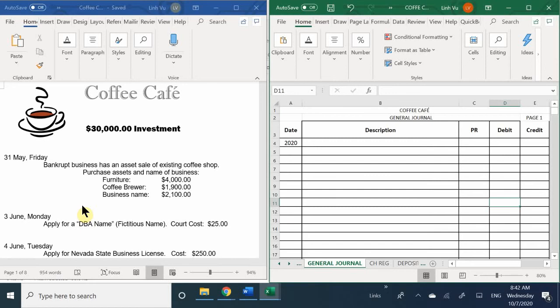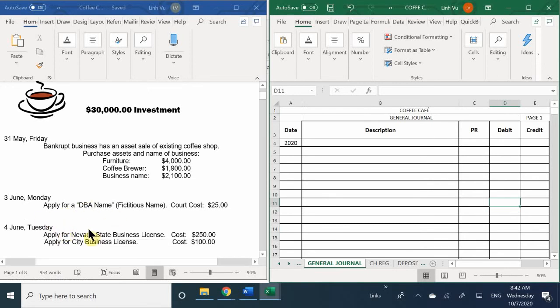So the second thing we have to do, on the 3rd of June, is apply for a business name, but also for a business license. On the 3rd, we applied for a DBA name, which basically changes the name to Coffee Cafe, and that cost us $25. All in all, we're not even an established business yet, so we cannot record this transaction because we don't even have a business yet.